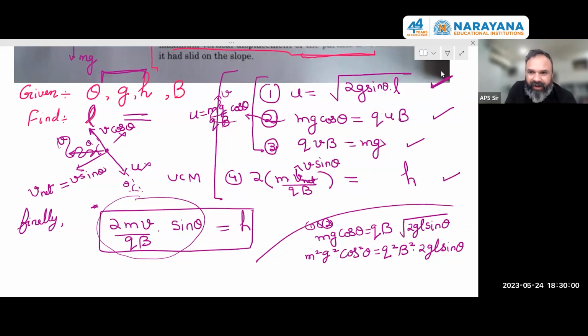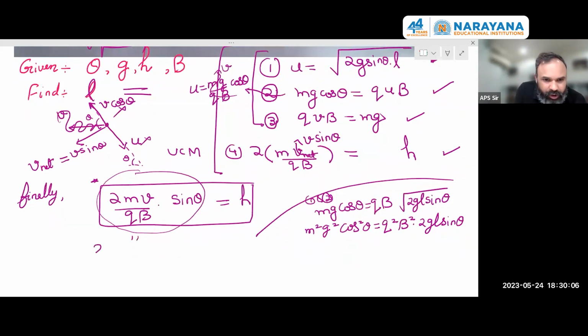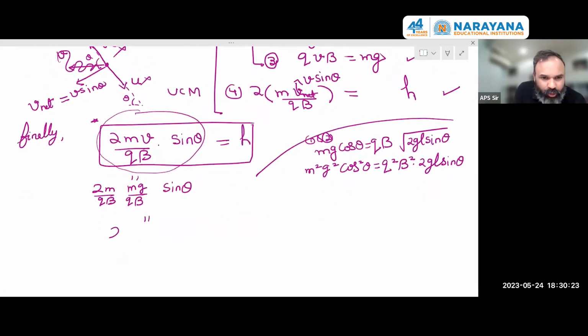And v I can directly write as mg upon qb. So I think you get this point. I'll do 2m upon qb. You're writing h, 2m upon qb. V I am writing as mg upon qb again into sin theta. So now what I am getting here is h is 2 mg upon qb the whole square into sin theta.